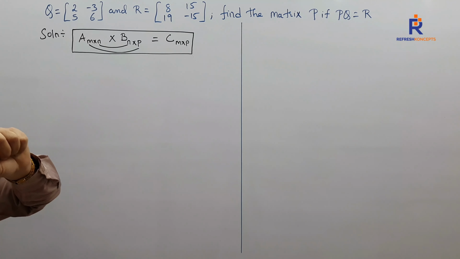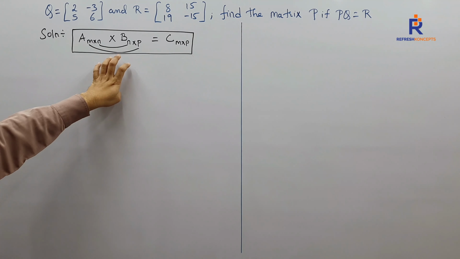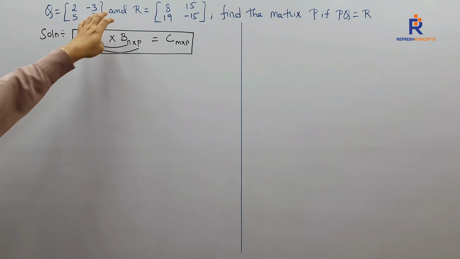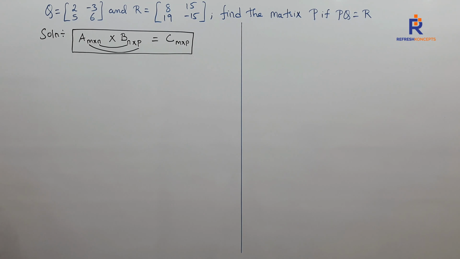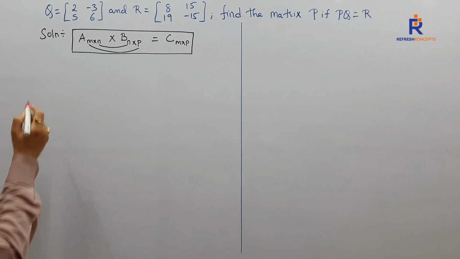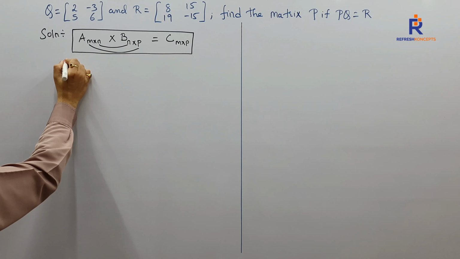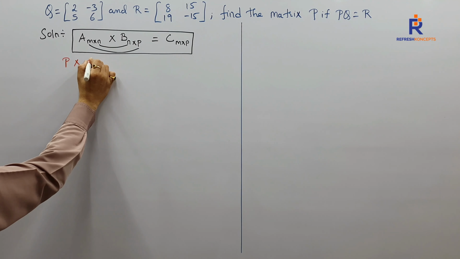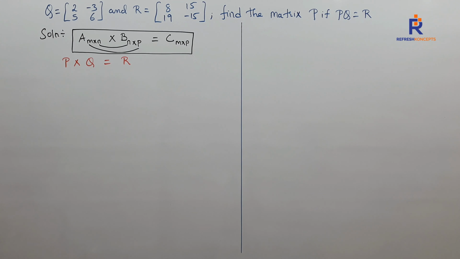Now here, it is not that straightforward. Try and analyze this condition with our sum. Now our sum starts. So the solution is: matrix P into Q is R. We need to find out the order of matrix P.